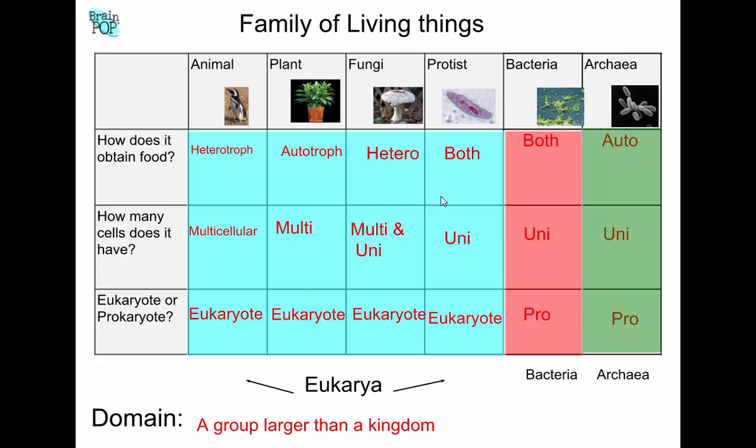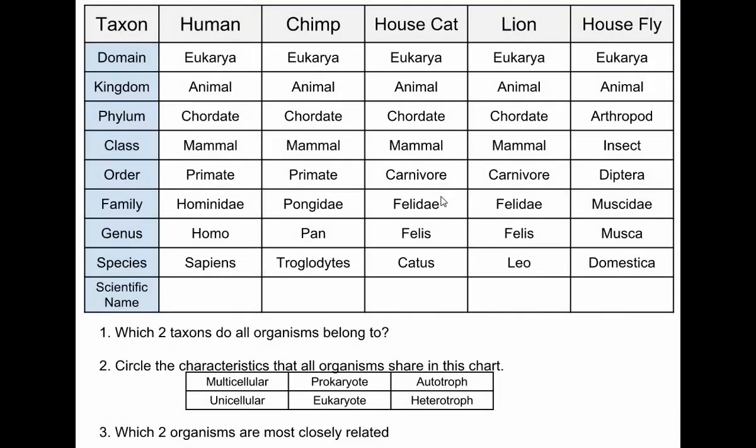We're going to spend quite a bit of time talking about protists, plants, and animals. We'll briefly spend some time on archaea, bacteria, and then fungi. Today we're just going to talk about archaea and bacteria because it'll only take a few minutes. Before we get there though, I have the classification of 5 different organisms: a human, a chimp, a house cat, a lion, and a fly. Here's their classification from domain all the way down to species.